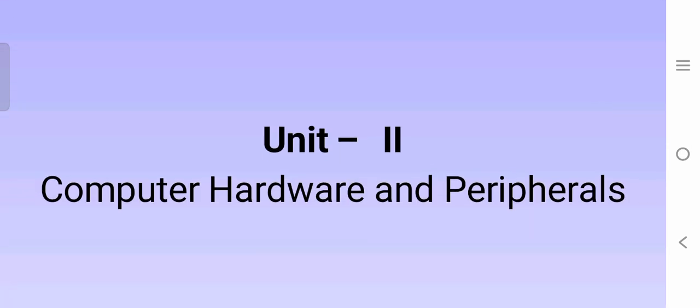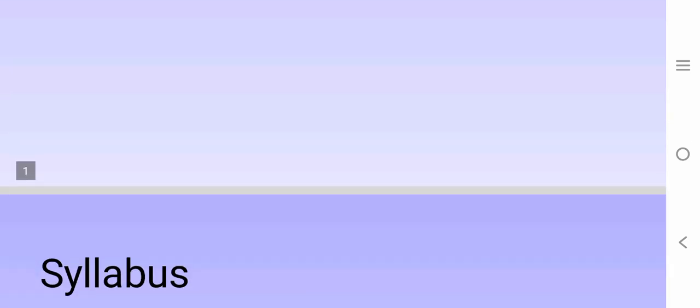Good morning everyone. Today we are going to learn unit number 2, computer hardware and peripherals. In this lecture we will study the motherboard, ports and buses, which are the key hardware parts of a computer. This component connects all internal and external devices and allows smooth communication between them.